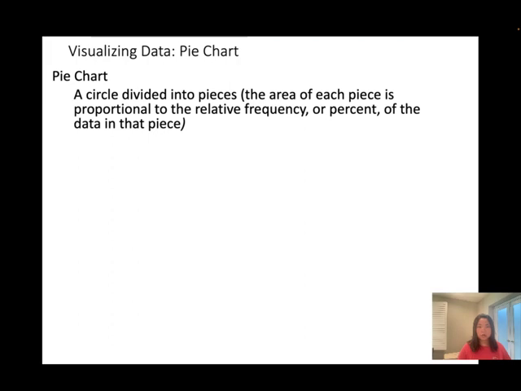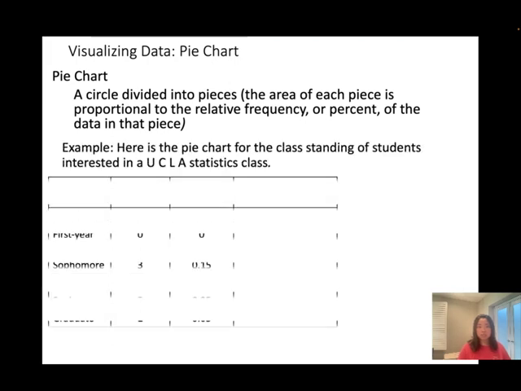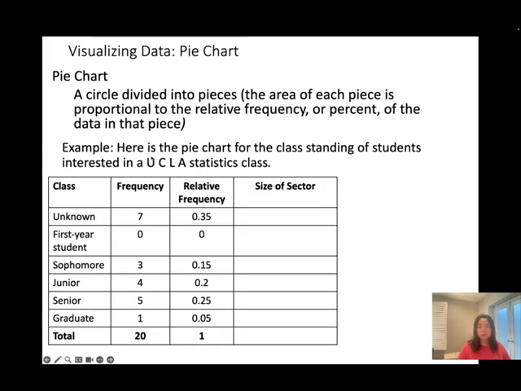Okay, last one, the pie chart. A circle divided into pieces. The area of each piece is proportional to the relative frequency or percent of the data in that piece. Look at the example. I use the same example, students interested in the UCLA statistics class. We know the frequency, and we already found the relative frequency.